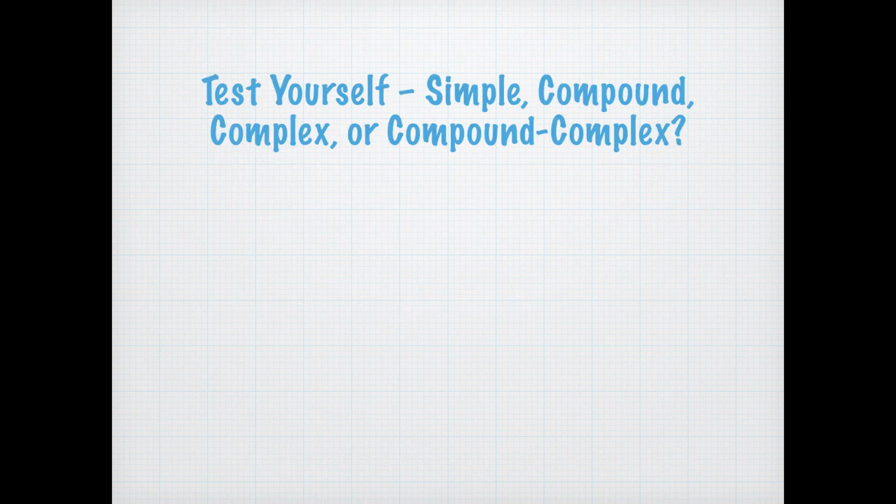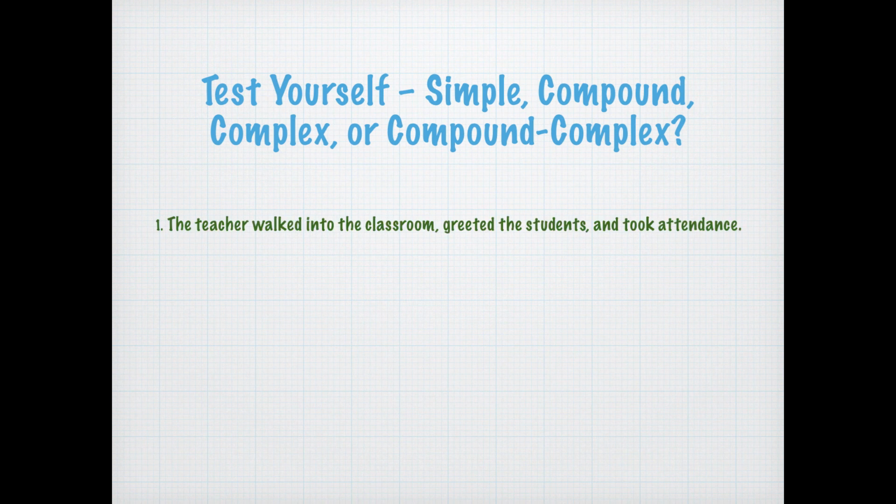Okay, let's test ourselves. First sentence: the teacher walked into the classroom, greeted the students, and took attendance. What type of sentence is this, do you think? It's a simple sentence. There's just one subject, teacher, and the teacher's doing three different things: walking, greeting, and taking attendance.